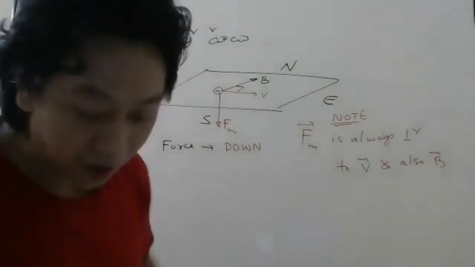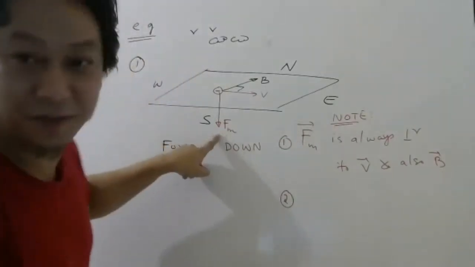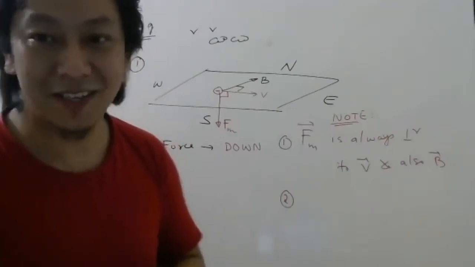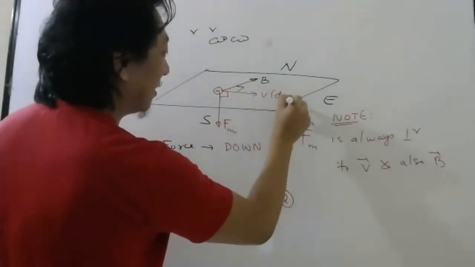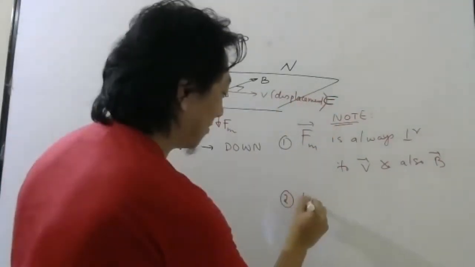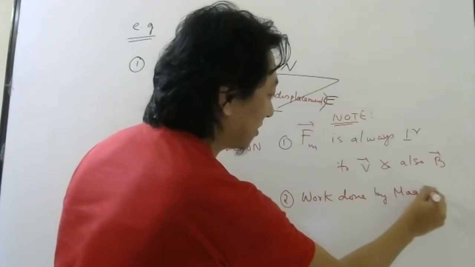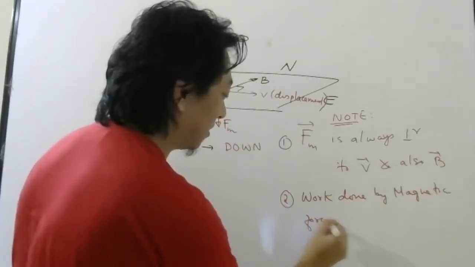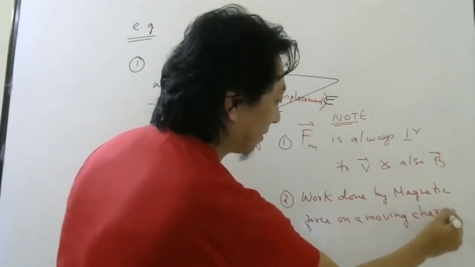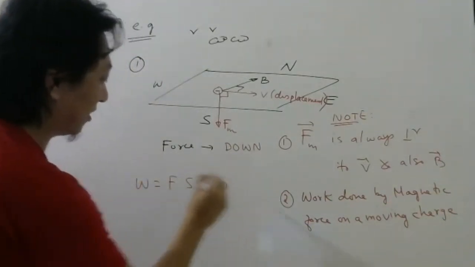So from here, one nice thing we can find out. See, one more note you can write. Since magnetic force is always perpendicular to velocity, velocity means wherever there is displacement. So the work done, very, very interesting. Work done by magnetic force on a moving charge. I hope all of you know the formula for work done. Force into displacement into cos theta.